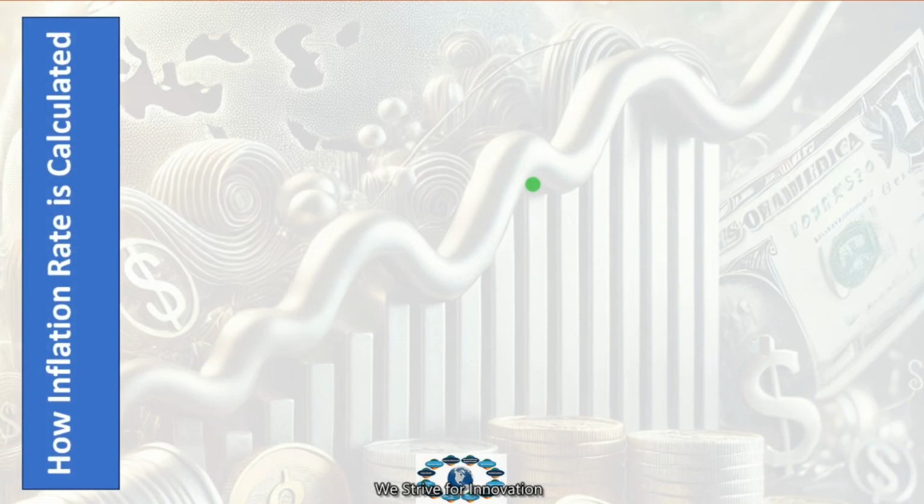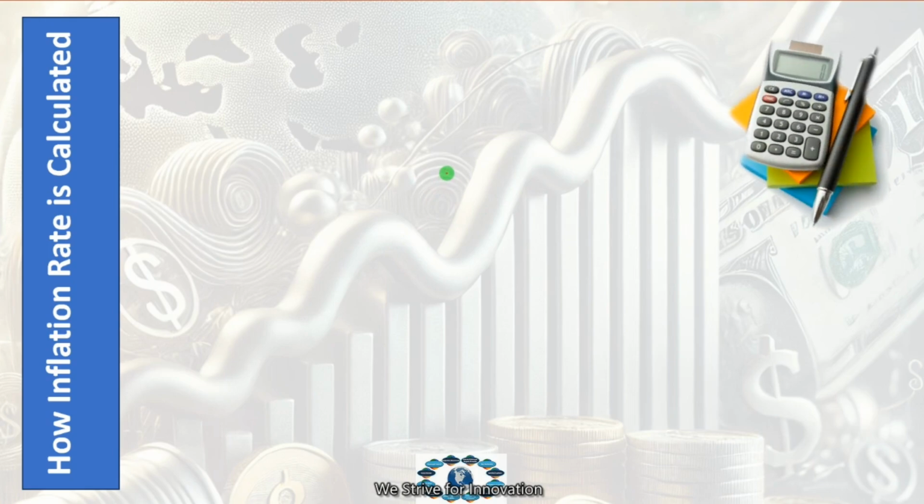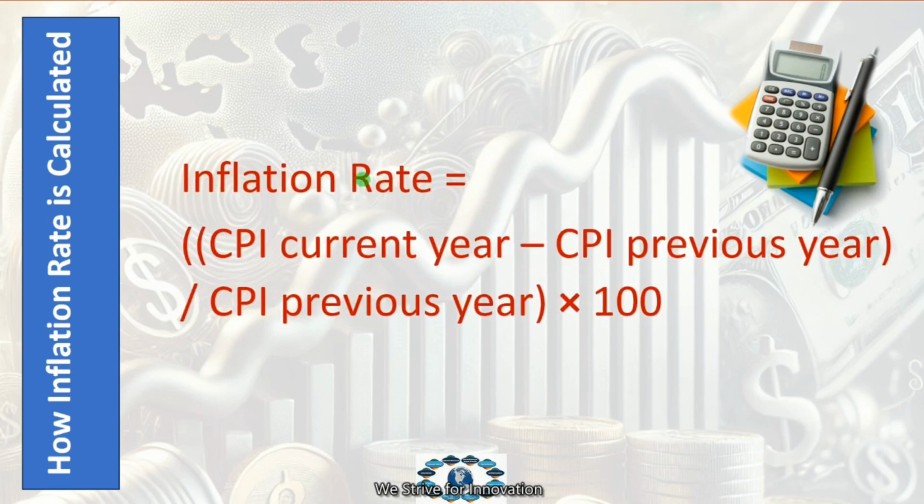So now let's see exactly how the inflation rate is calculated. It's a formula, very straightforward. We can use inflation rate equals what? The CPI, which stands for Consumer Price Index, for the current year, minus the CPI for the previous year. Then you divide that by the previous year's CPI and you multiply by 100 because you want to get a percentage. It's that simple, so it's not that difficult to calculate.